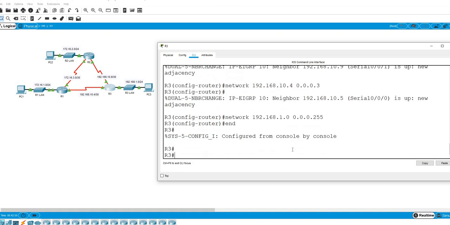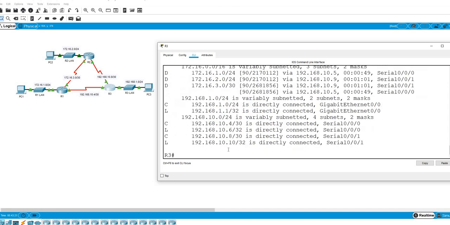So configuration is done. Now there are some commands which are available for the verification. Of course, the first verification command is to look at the routing table. If I'm on R3, R3 should be able to see the 172.16.2.0 network, 172.16.3.0 network, and 172.16.1.0 network, and that should be in the routing table of R3. So show ip route and enter. Here we go.